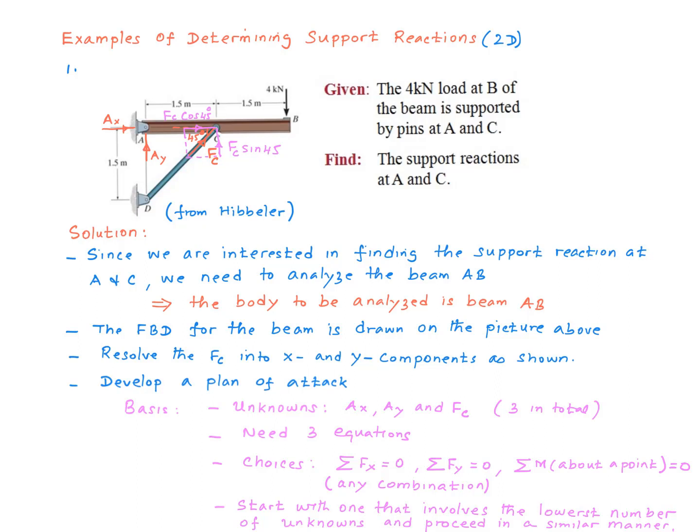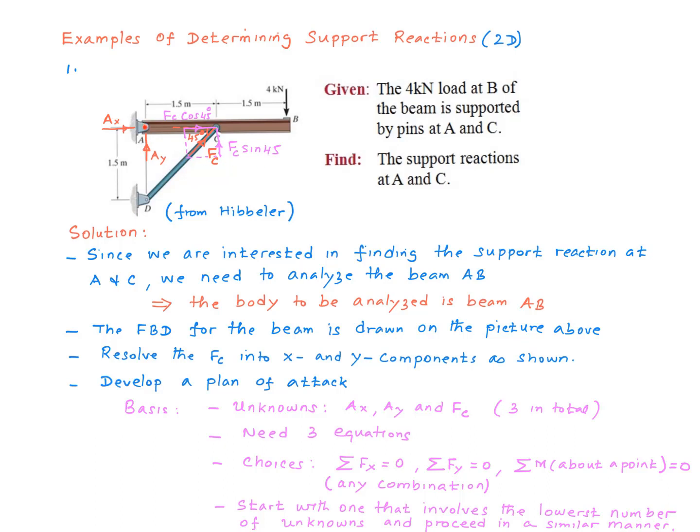So what do you guys think in this problem? Let's brainstorm a little bit. If I sum up the forces in the horizontal direction, AX is going to be in that equation, but FC cosine 45 is also going to be in that equation, nothing else, right? But I'm going to end up having 2 unknowns in that equation, which in itself is not too bad, but there could be a better way. If I sum up the forces in the vertical direction, AY is going to be in that equation, FC sine 45 is going to be in that equation, 4 kilonewton is going to be in that equation. So I'm going to end up having 2 unknowns again.